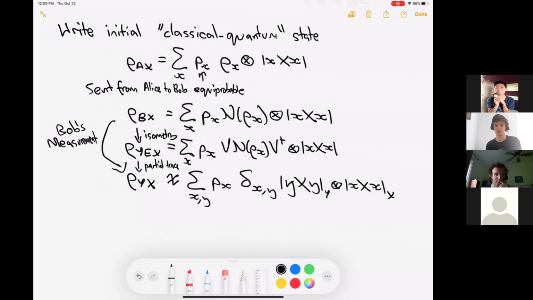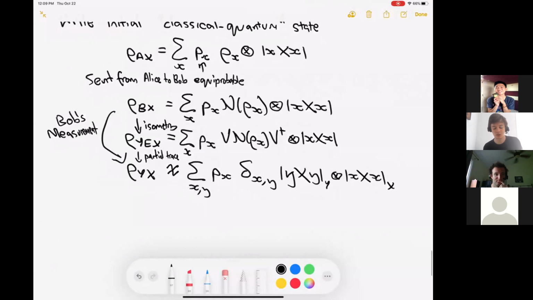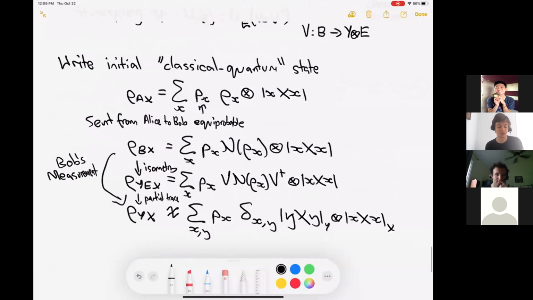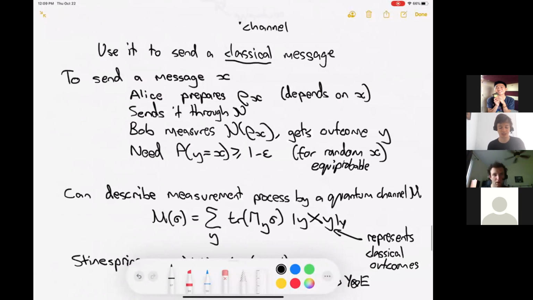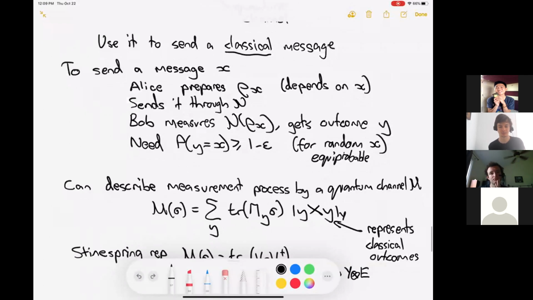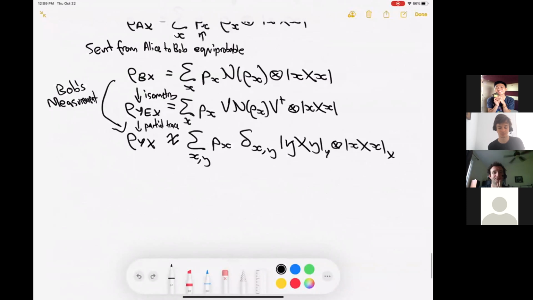Sorry, where did the delta function come from? Oh, this came from the fact that we're assuming that the protocol succeeds, and so we always have y equals x with high probability, right? Bob's measurement outcome ends up being equal to the original message that Alice wanted to send. Is that clear? Yes, thanks.